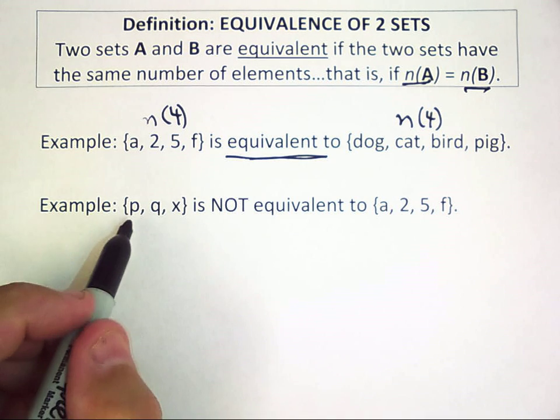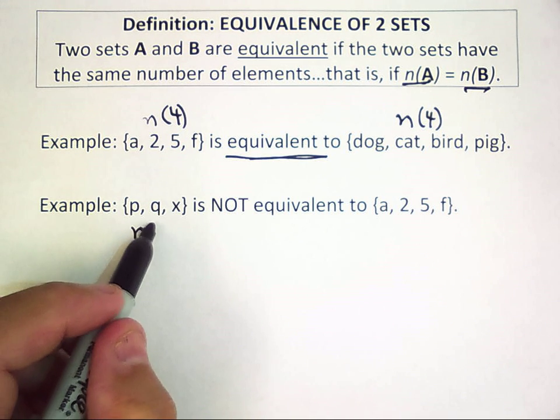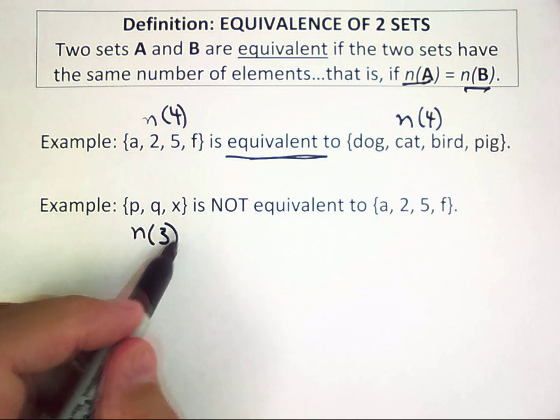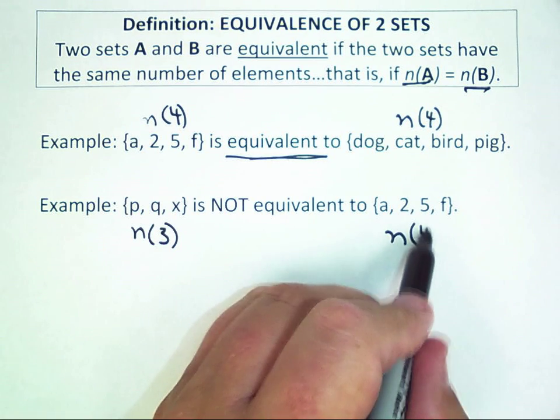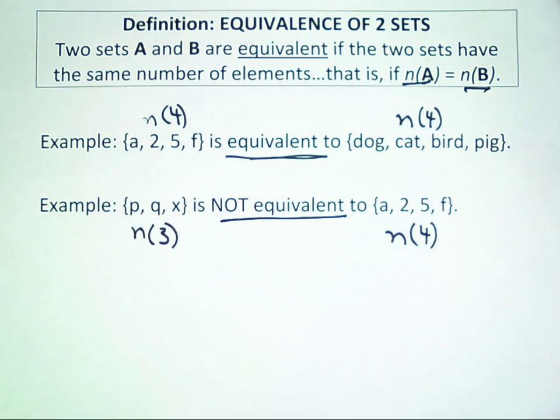On the other hand, the set containing P, Q, and X has 3. The set containing A, 2, 5, and F has 4, and so those two are not equivalent. So the idea is simply count the elements in each.